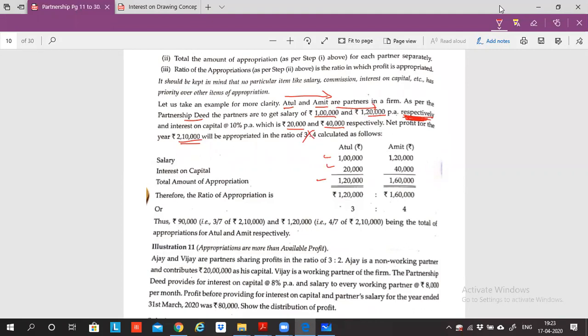The breakup is salary 1 lakh and 20,000 interest on capital. Similarly, the amount to be paid to Amit is 1,60,000. How? 1,20,000 against salary, 40,000 against interest on capital. Now, please tell me this 1.2 lakh plus 1.6 lakh put together, what is the total? Two lakh 80, sir. 2,80,000 rupees is the total amount that has to be paid. How much profit do you have to pay?